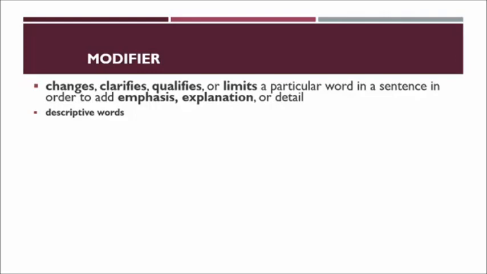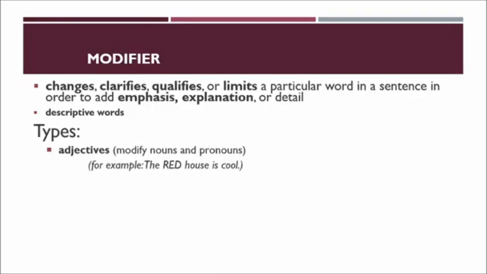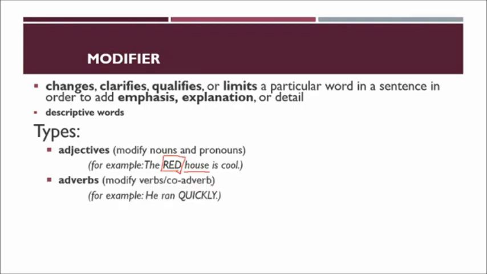Modifiers tend to be descriptive words such as adjectives, if they modify nouns and pronouns, just like the example, the red house. Here you have the modifier red, which describes the house. Or it could be an adverb if it modifies verbs. Consider the example, he ran quickly. Here quickly is the modifier, describing the verb ran.